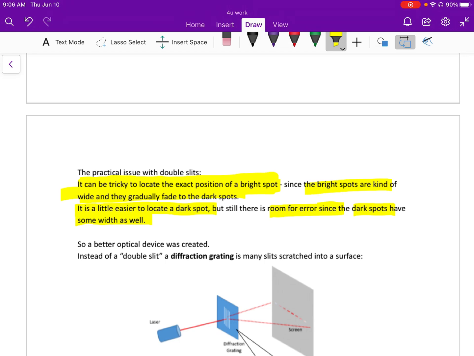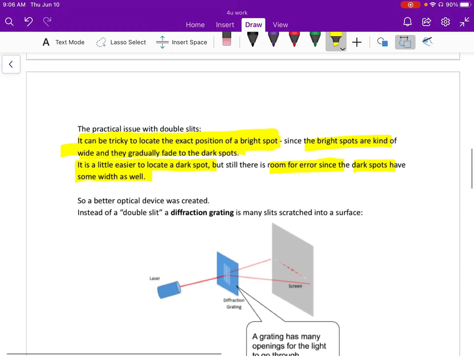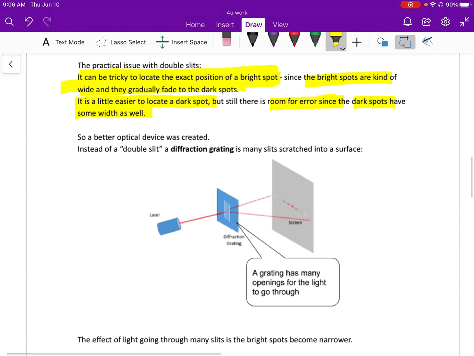They make this awesome pattern that we can use to figure out wavelengths and different things, but there's room for error when using them. So a better device was created. Instead of a double slit, a diffraction grating has a whole bunch of slits marked into a surface. Often they just take an opaque piece of glass and scratch lines into it. So they would scratch a whole bunch of lines into it.